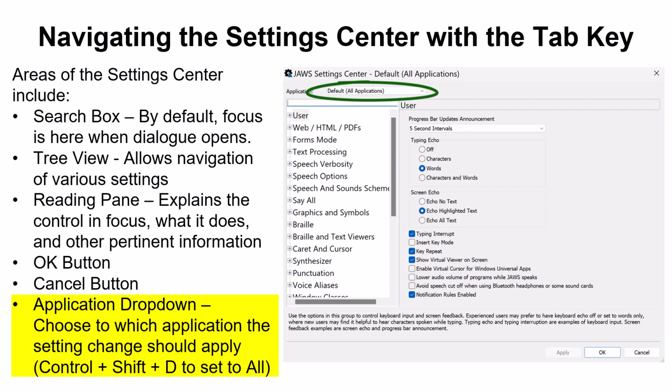If you tab one more time, it's going to cycle you up to the top, and that is the application dropdown. For example, if I'm focused in Microsoft Word, any changes that are applied in the JAWS Settings Center here, unless I change it, will only apply to Microsoft Word when Microsoft Word is running. So it's important to remember, if you want to change a setting that's going to apply to all contexts across the board, you want to navigate to this drop down and choose all contexts. Or to do that with a shortcut, it's a little easier. Control, Shift, and the letter D will bring you to apply the settings that you're going to be changing to all contexts and not just the running application.